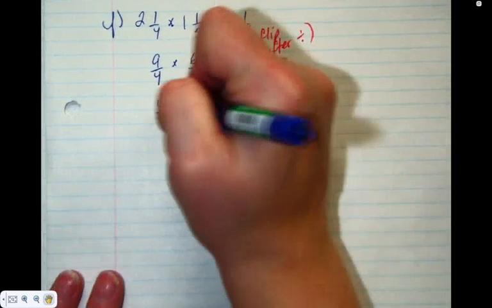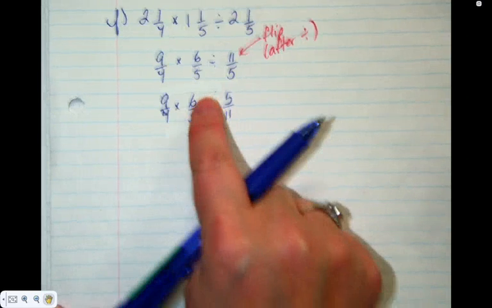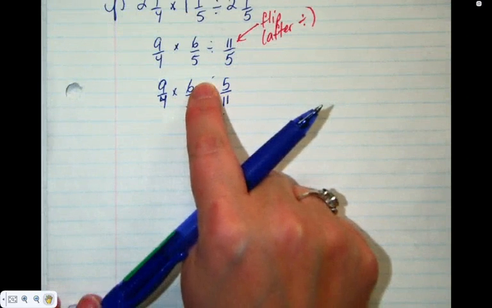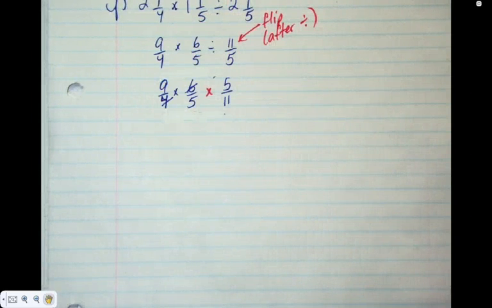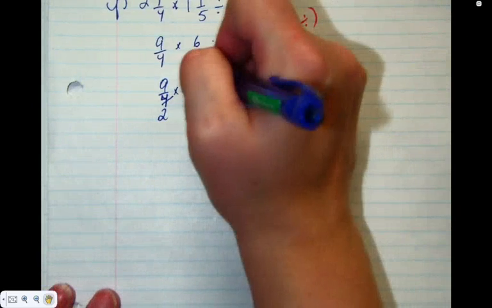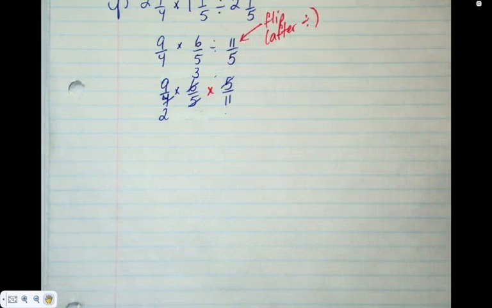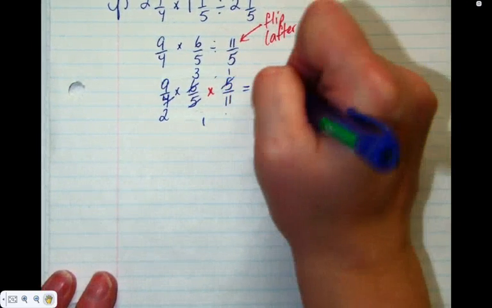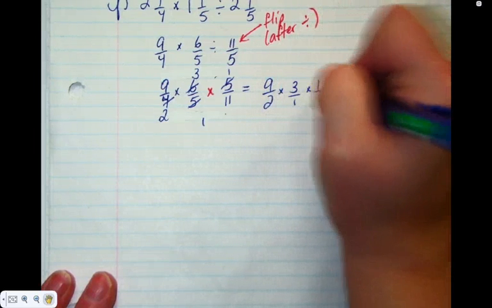Okay. Can I reduce the 9 with anything on the bottom? No. The 6? The 6 and the 4 can go. What can I divide them both by? Okay, so the 4 is going to become a 2, and the 6 is going to become a 3. The 5 and the 5, what did they become? So I have a 9 on 2, a 3 and a 1, and a 1 and 11.